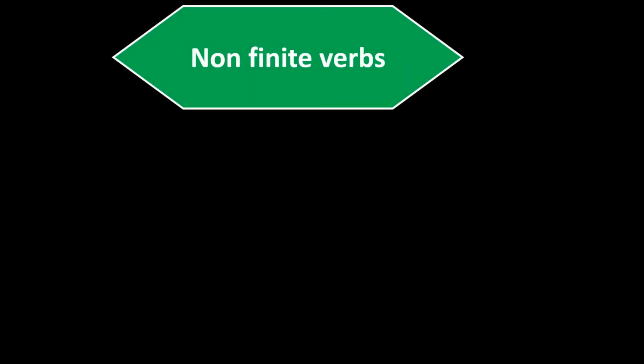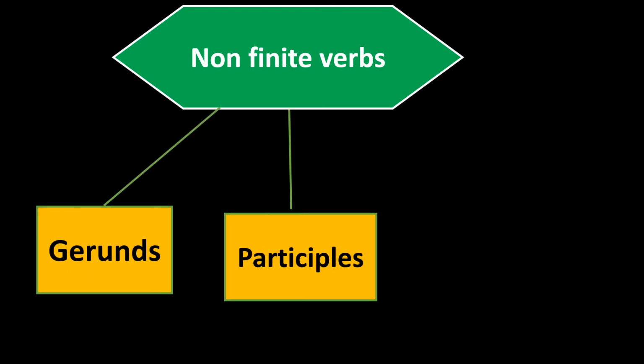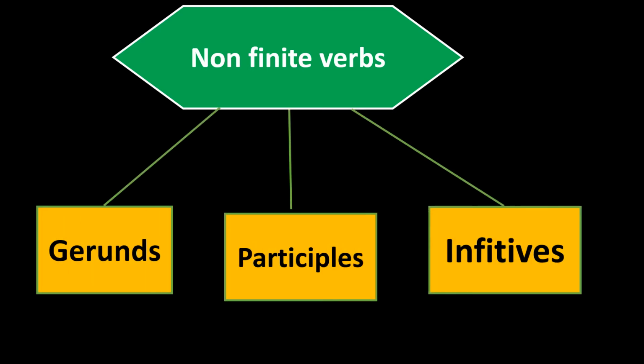Before that, let's rewind non-finite verbs. The forms of the non-finite verbs never change according to the time and tense, according to the person of the subject, or according to the number of the subject, I mean singular or plural. There are three kinds of non-finite verbs: gerunds, participles, and infinitives. We have discussed gerunds in the previous video, its form and its usage also. The next kind of non-finite verbs is participles.